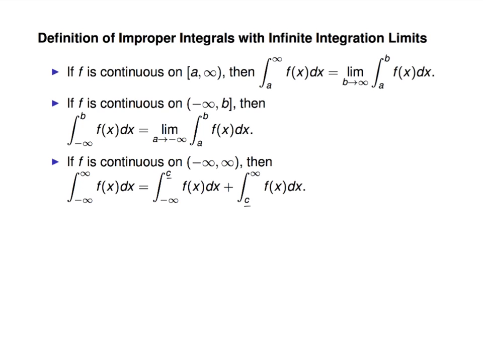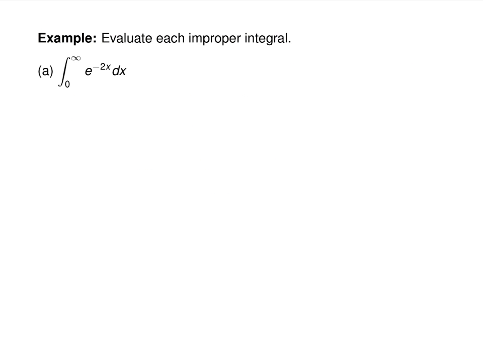Okay, so let's do a few examples. The integral from 0 to infinity of e to the negative 2x dx. So first thing, write it as a limit. Limit as b goes to infinity, and what changes in your integral? The upper bound, yep. The integral from 0 to b of e to the negative 2x dx.